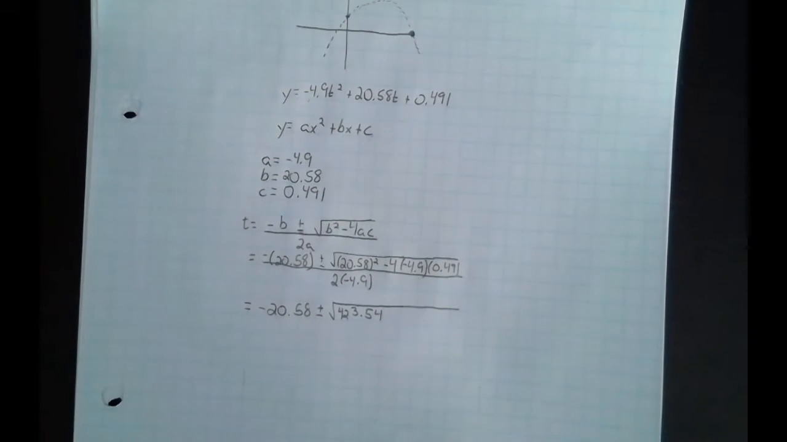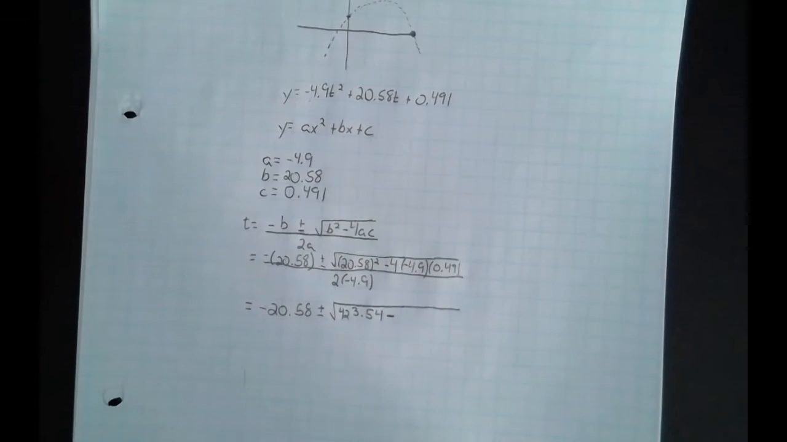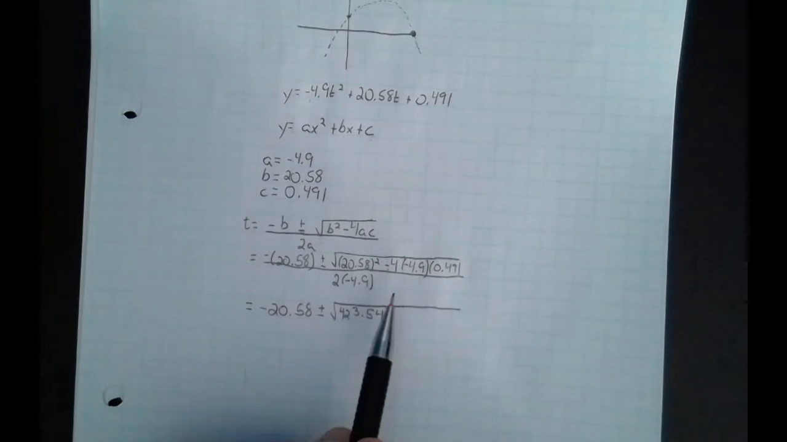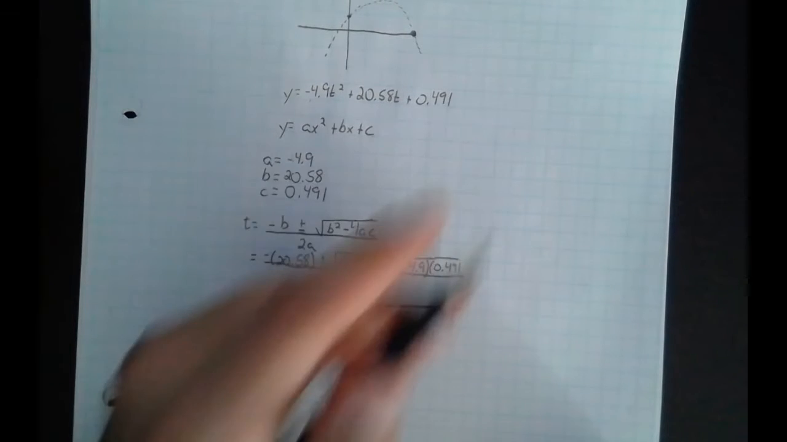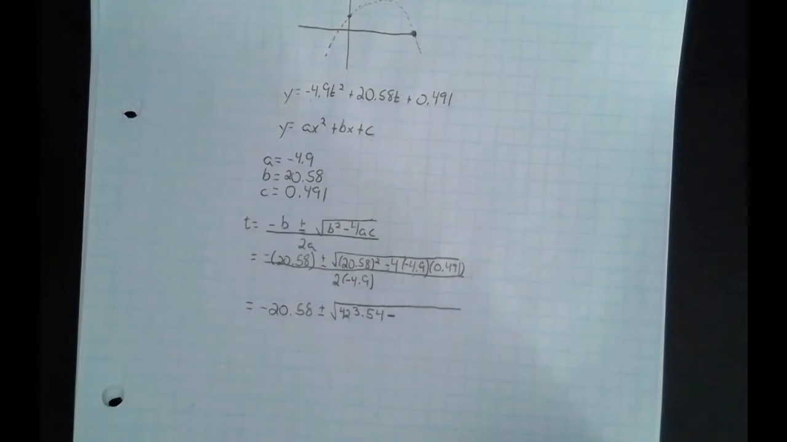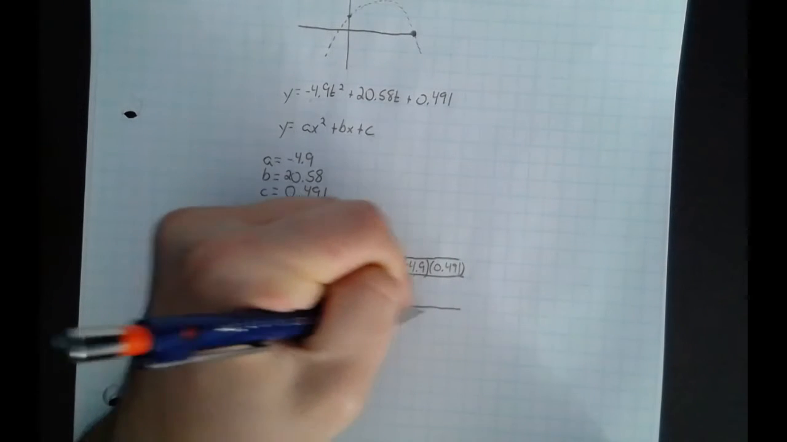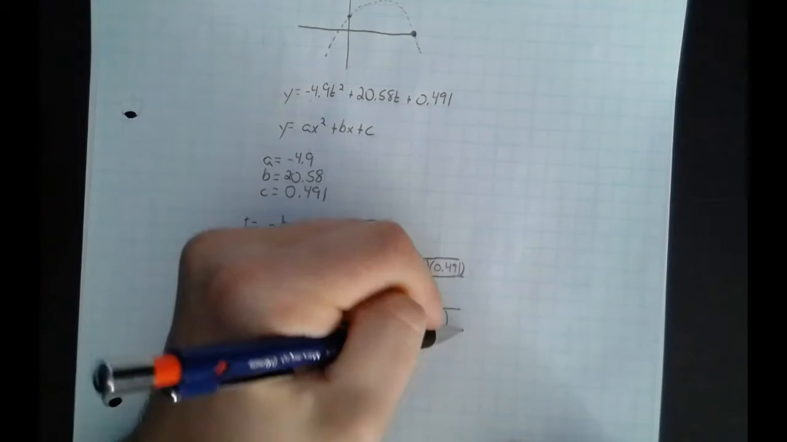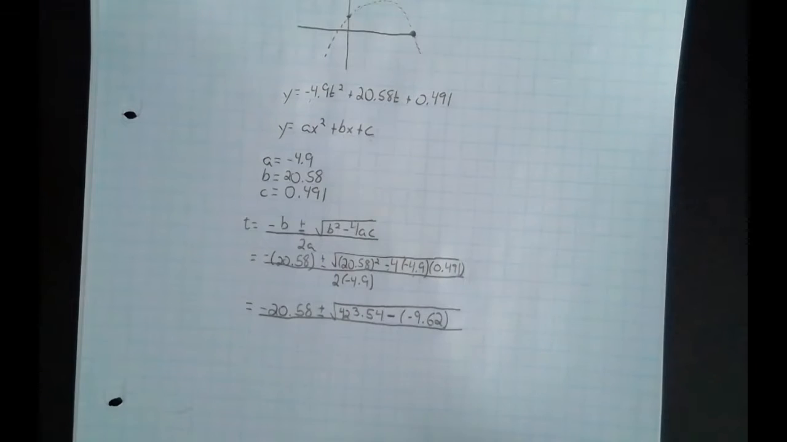So again, this is why I like to keep it in brackets. I keep my minus sign the way it is, and then I multiply 4 times negative 4.9 times 0.491. That should be a bracket there. So when I do that, I get negative 9.62. Okay, I can move on. My denominator is 2 times negative 4.9, which is negative 9.8.